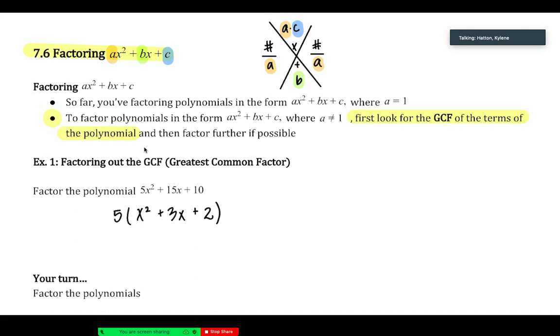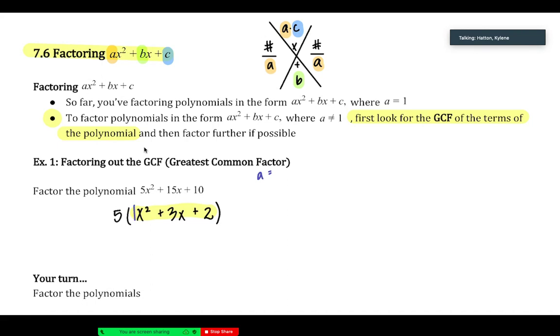So right here where it says then factor further if possible, that's where you have to explore other options on how we can factor just the part inside the parentheses more. So the x squared plus 3x plus 2. Since that's a trinomial, we would use the x method to factor it. Remember when we use the x method, we want to identify what a, b, and c are. And as you get comfortable, you may not need to write it, but at least write it for these ones.